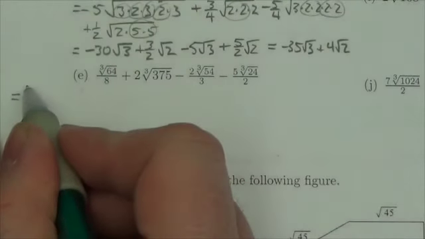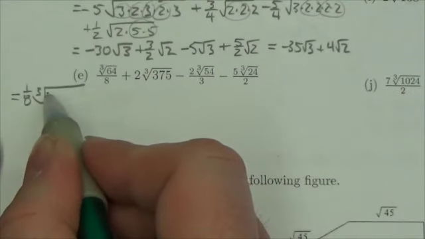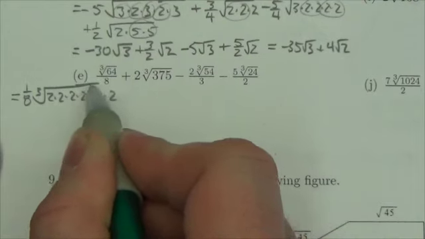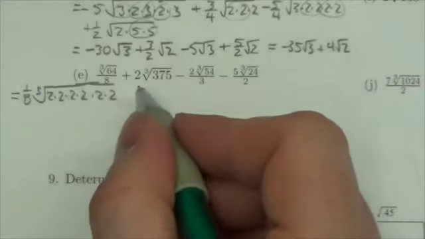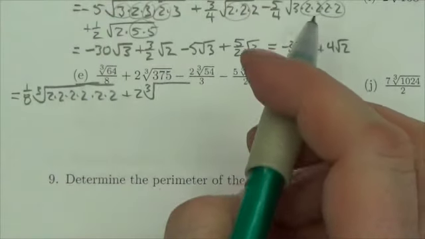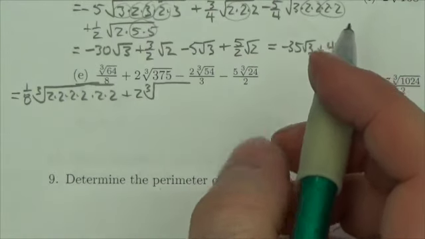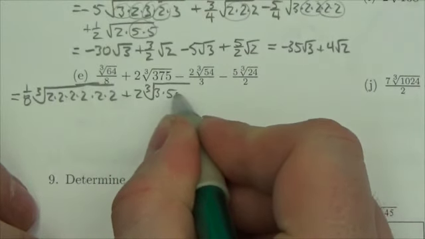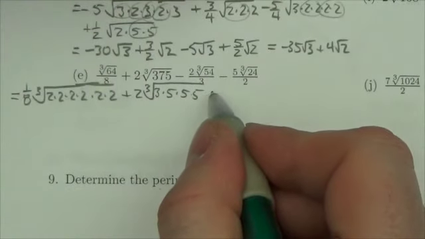So this is going to end up being 1/8 times the cube root of, well, 64 is going to be 2 times 2 times 2 times 2 times 2 times 2. There's got to be 6 2's underneath there when you rip that apart into its prime factors. Plus 2 times the cube root of 375. Now if we divide that by 25, we get 15. So this is going to be 3 times 5. There's my 15 times 5 times 5. That's the remaining piece right there.